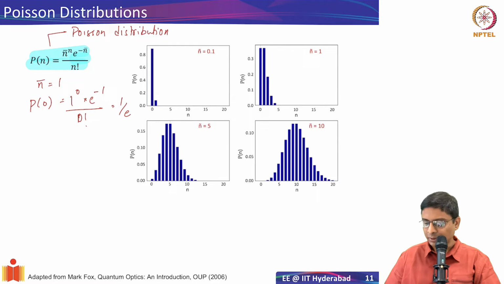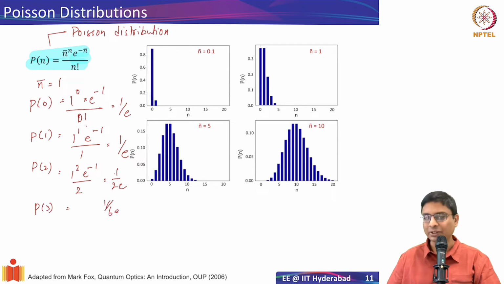What is the probability of finding 1 photon when you make that measurement? It's simply going to be 1 power 1 times e power minus 1 divided by 1 factorial. So 1 over e. What is the probability of finding 2 photons? 1 power 2 times e power minus 1 divided by 2 factorial. So 1 over 2e. Right? And similarly, the probability of finding 3 photons will be equal to 1 over 6e, 3 factorial. And so on.